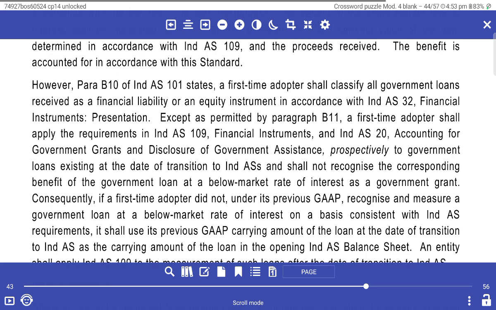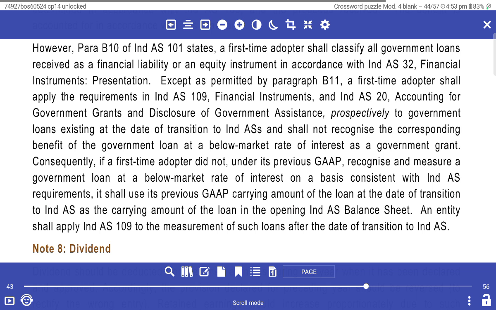However, B10 of Ind AS 101 states that the first-time adopter shall classify all government loans received as a financial liability or equity instrument in accordance with Ind AS 32, Financial Instruments: Presentation, except as permitted in paragraph 11. A first-time adopter shall apply the requirements of Ind AS 109, Financial Instruments, and Ind AS 20, Accounting for Government Grants and Disclosure of Government Assistance.